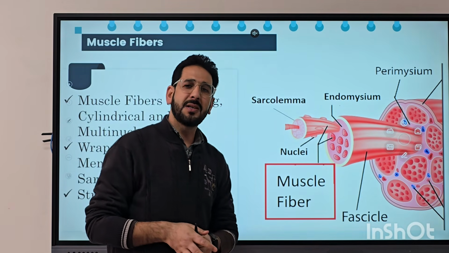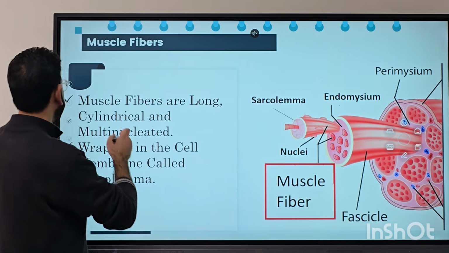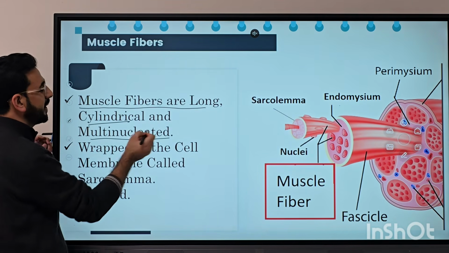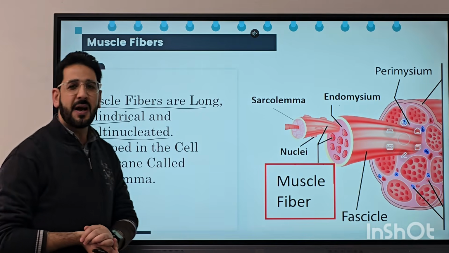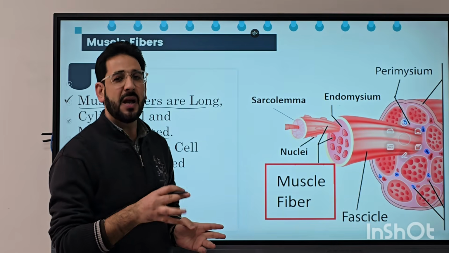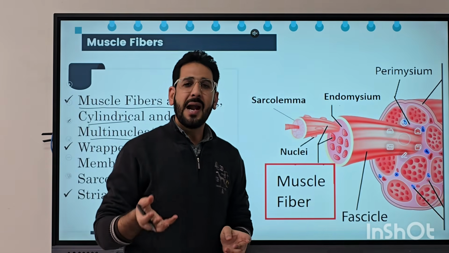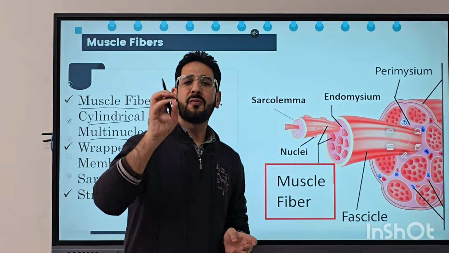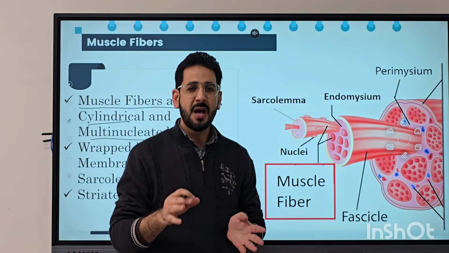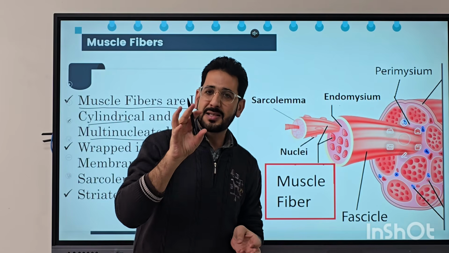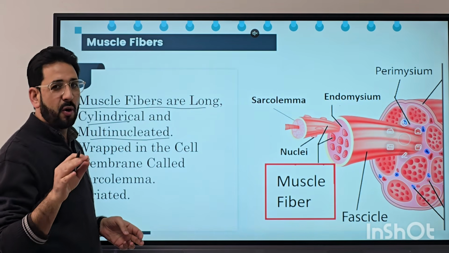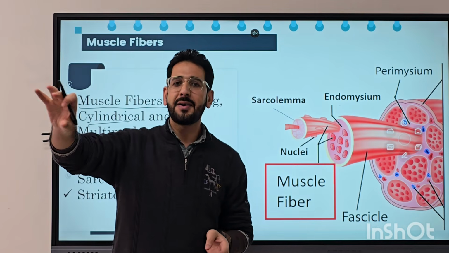Now, muscle fibers are long rod-shaped or cylindrical structures. They are long cylindrical and multinucleated cells. These muscle fibers are also called muscle cells. So, whenever you hear the word muscle fibers, it is nothing but the muscle cells. And these muscle cells are present in the form of bundles, and those bundles we have already talked about are called fascicles. Now, we are talking about one muscle cell. And the muscle cell is multinucleated, because I have already told you that these are long cylindrical cells.